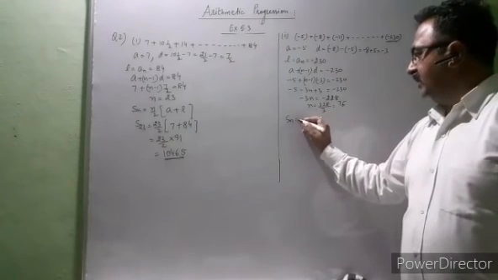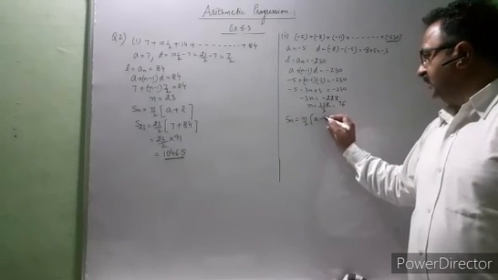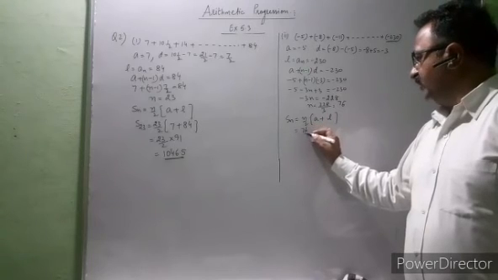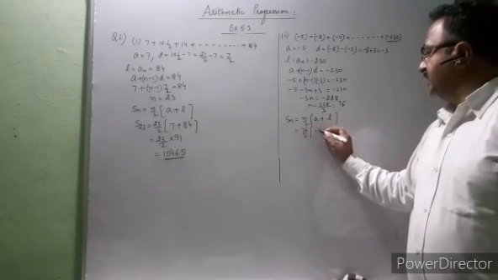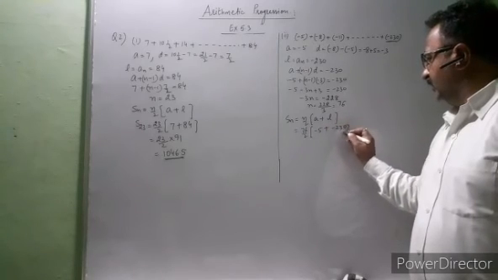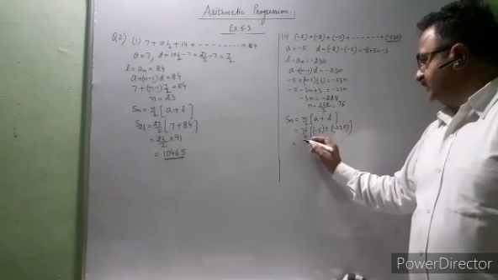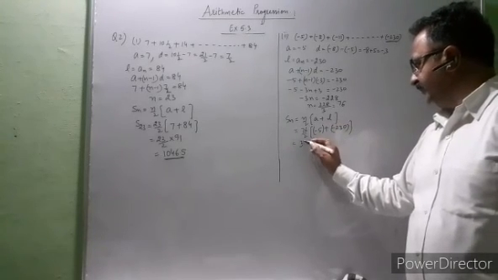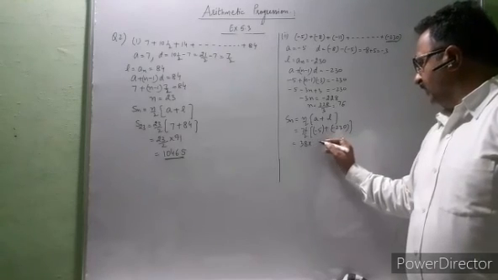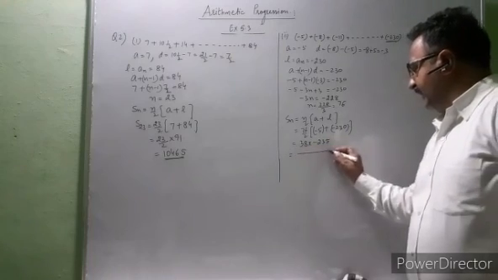Now Sn equals n by 2 times (a plus l). So 76 by 2 times (minus 5 plus minus 230). You can write on this. This is 38 into minus 235. Now you can multiply and get the answer.